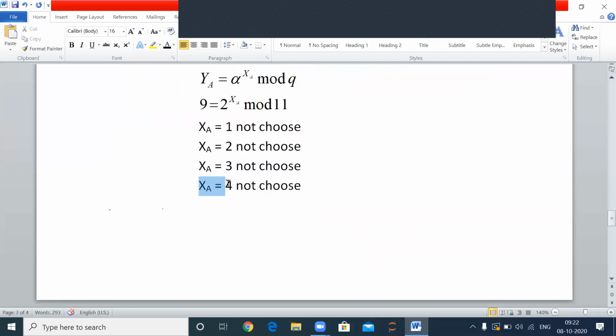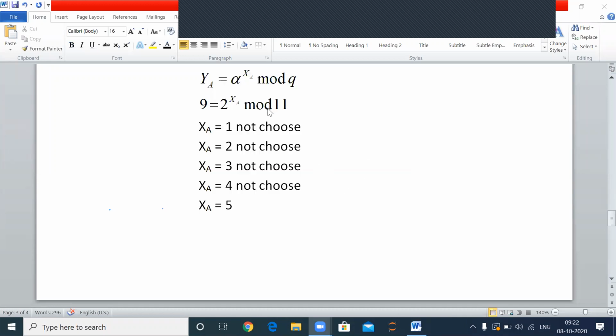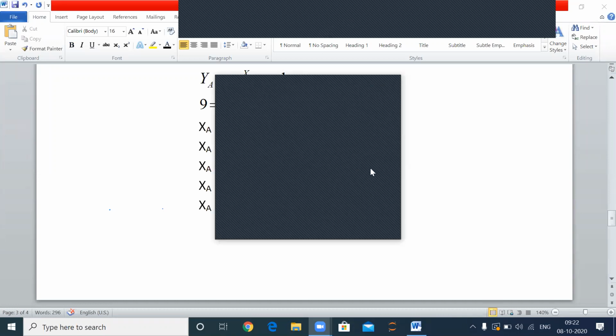Similarly, we check XA equal to 5. What is the remainder value? That is nothing but 2 power 5 mod 11. What is the remainder value? Raise your hand, those who know the remainder value. Calculate the remainder. Yes, Mahesh, what is the remainder value? Unmute, ma. What is the remainder value?